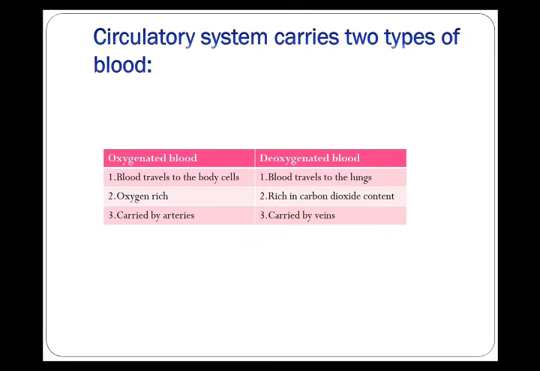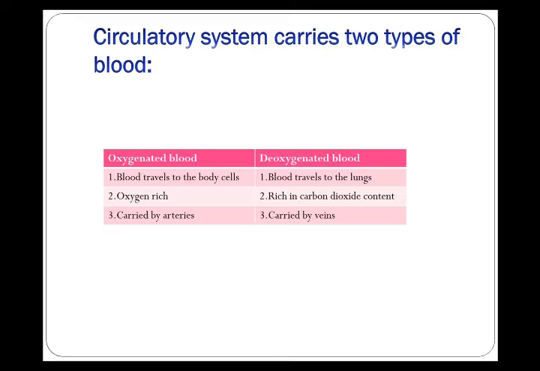Then oxygenated blood is carried by a kind of vessels which are known as arteries. In last slide we discussed about arteries. Arteries is a type of vessels, right? So oxygenated blood is carried by arteries.